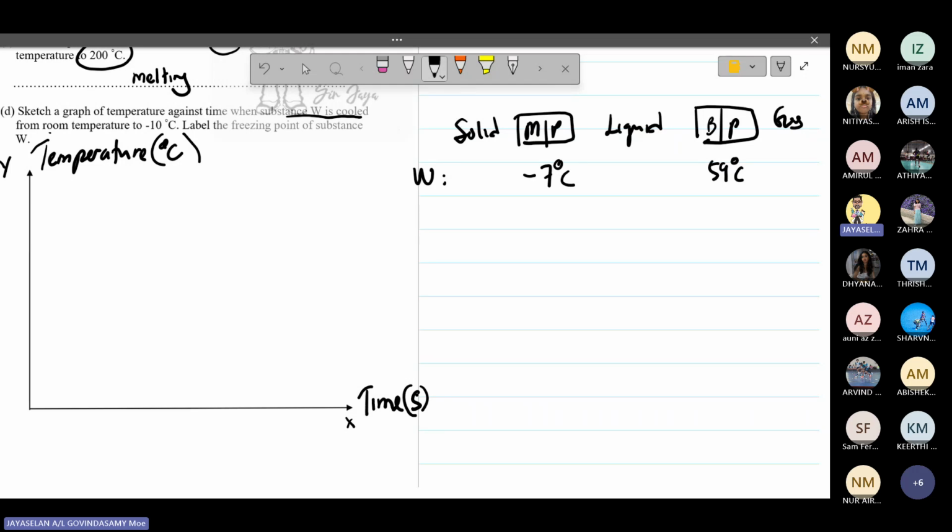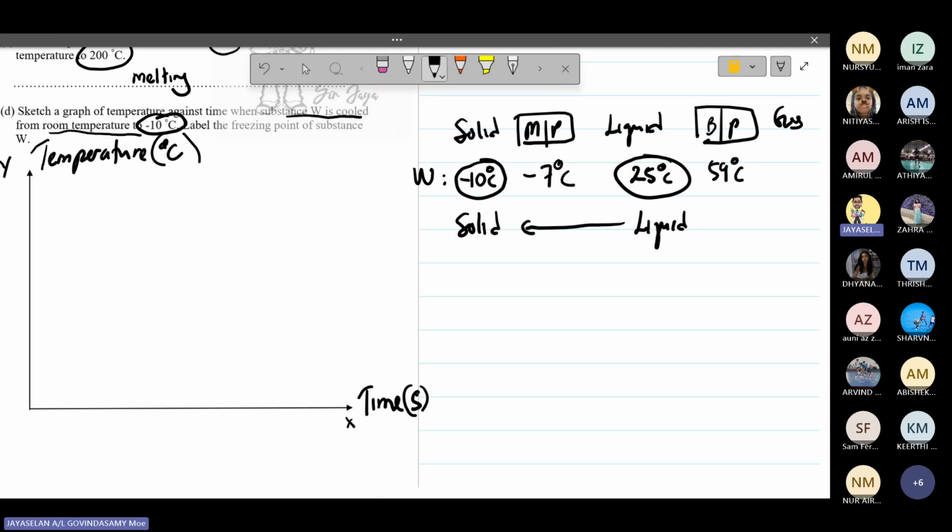The particle cools from room temperature. Room temperature is what? 25. So the particle cools from room temperature, which is 25. That means the particle is in what state? Liquid. Okay, until -10. Where is your -10? -10 is here, somewhere here. The particle cools from liquid state and goes to what state? Goes to solid state, because at room temperature 25 it is liquid. Okay, and it is cooled until -10. -10, that is solid. And what is the freezing point of the particle?